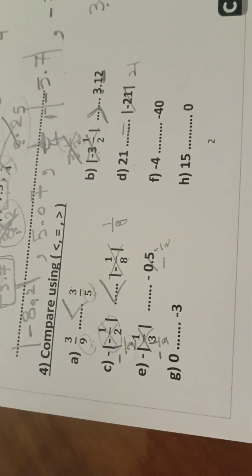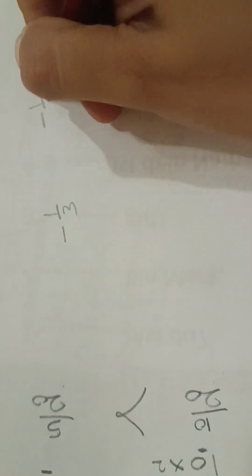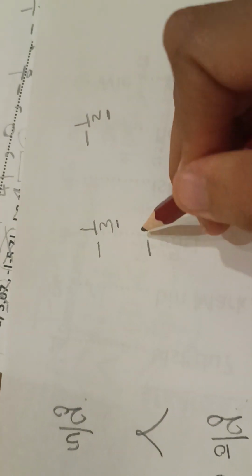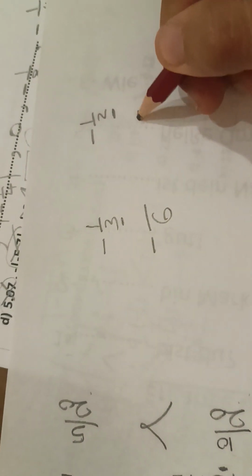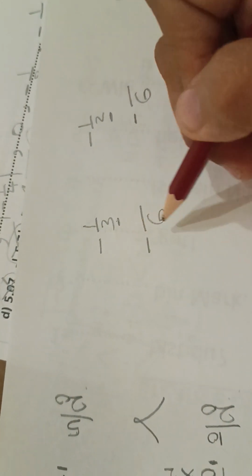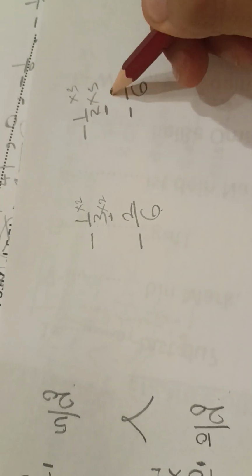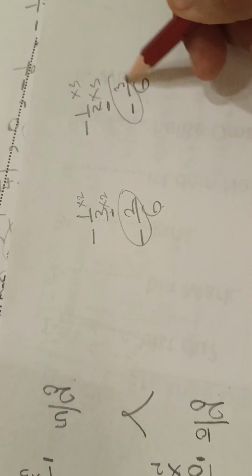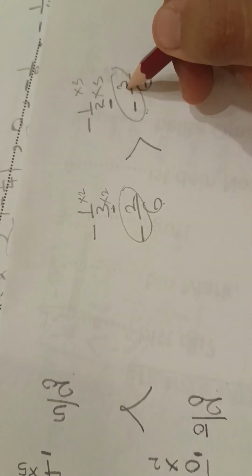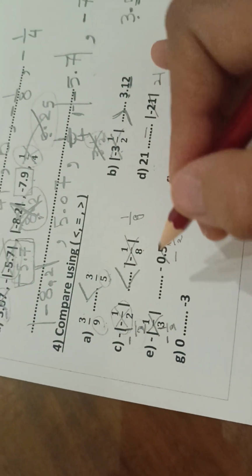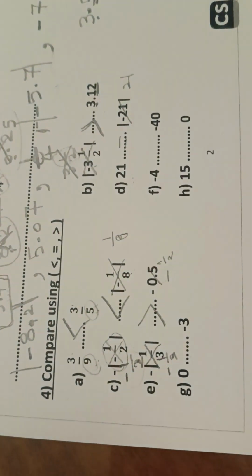So to compare between these two values, I have here negative 1/3 and negative 1/2. To compare between them, I'm going to get the LCM: negative fraction with denominator 6, negative fraction with denominator 6. Here I multiplied by 2 down, by 2 up, it will be 2; by 3 down, by 3 up, it will be 3, so negative 2 is greater than negative 3. So negative 1/3 is greater than negative 1/2. So it will be greater. Number F.